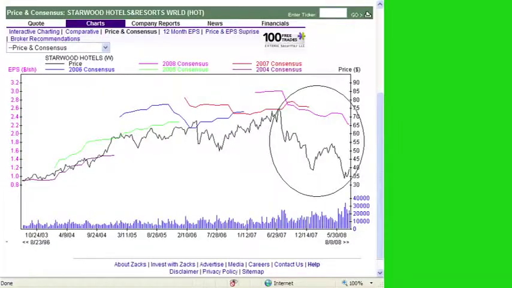You could have easily sold out in the 70s, $70, $75 per share last year. And now, if you had held on and not heeded the warning of earnings estimates going lower, you're now sitting at about $35, $40 per share.